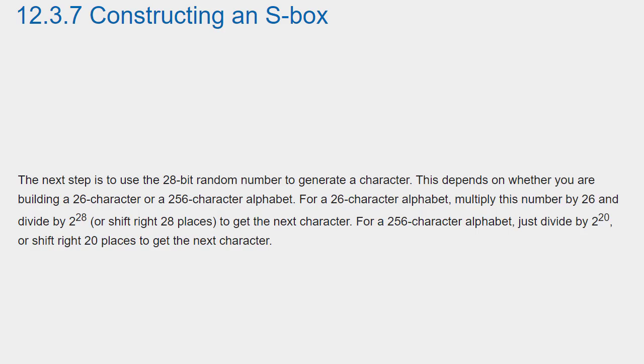The next step is to use the 28-bit random number to generate a character. This depends on whether you are building a 26-character or a 256-character alphabet. For a 26-character alphabet, multiply this number by 26 and divide by 2 to the power 28, or shift right 28 places, to get the next character. For a 256-character alphabet, just divide by 2 to the power 20, or shift right 20 places, to get the next character.